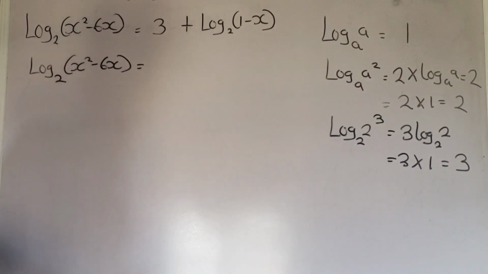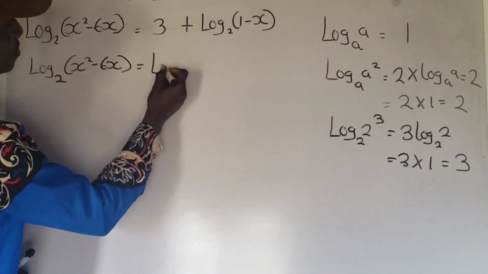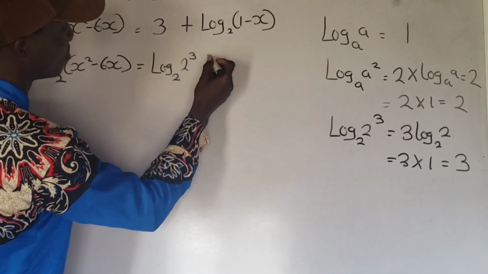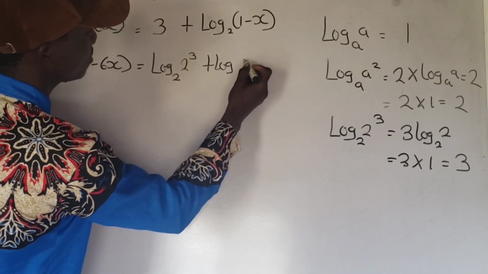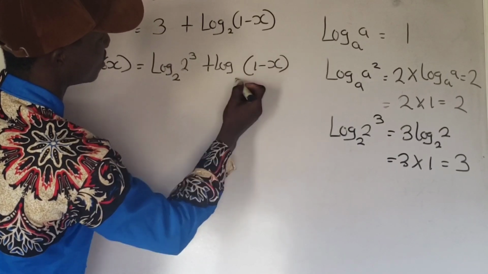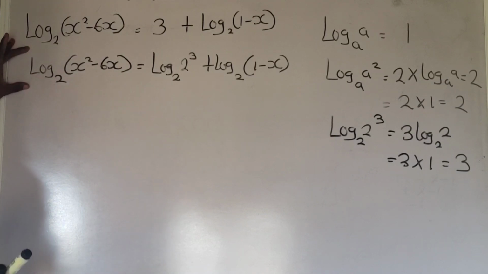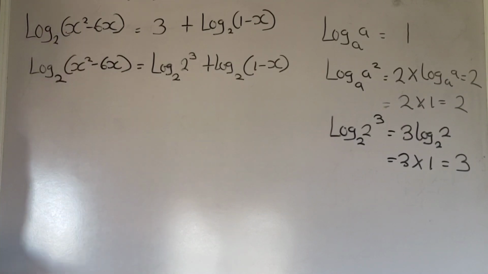So for this, I'm going to have log 2 base 2 raised to the power of 3 plus log of (1 minus x) base 2. Now I have put all the terms in this question in logarithmic form. Now we can easily solve this. We just have to apply the basic rules of logarithm.